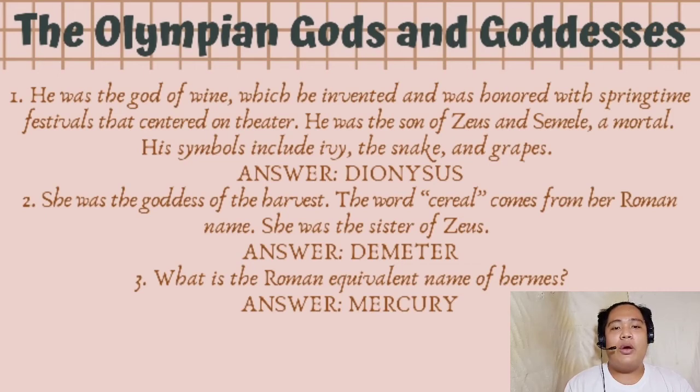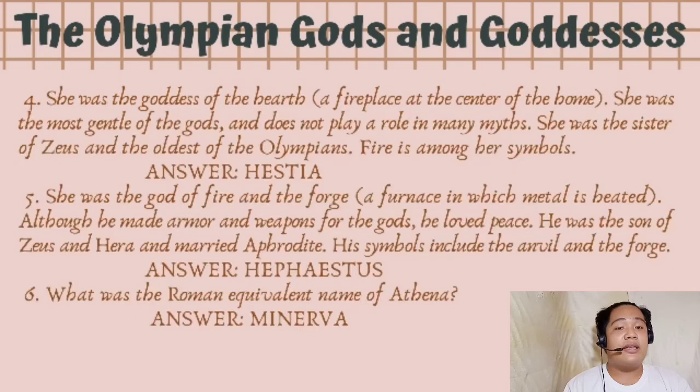Now number 3, what is the Roman equivalent name of Hermes? Correct, it's Mercury. Number 4, she was the goddess of the hearth, the fireplace at the center of the home. Correct, she is Hestia. Number 5, he was the god of fire and forge, and he made armor and weapons for the gods, but amidst doing this, he loved peace. Correct, he is Hephaestus.